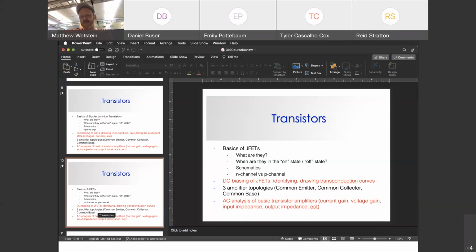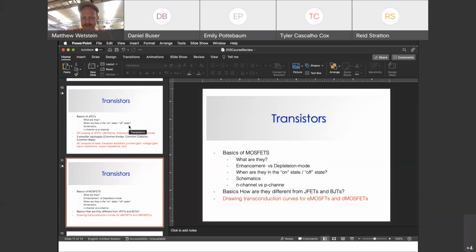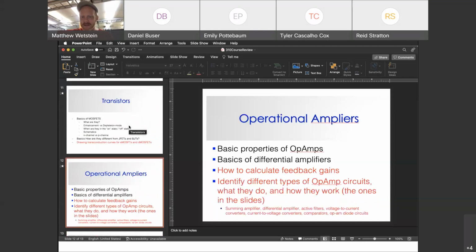I would say don't think too much about AC analysis of basic transistor amplifiers. I won't give you a problem that, if you knew how to do it in BJTs, you wouldn't be able to figure out for these, but I don't think I'm going to give you a transistor amplifier with JFETs. But maybe brush up on that a little. Also, transconductance curves for MOSFETs, enhancement and depletion mode: know the difference, know what they do in the on and off state. And yes, that kind of covers transistors.